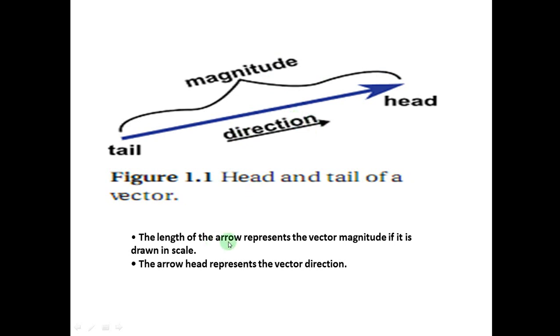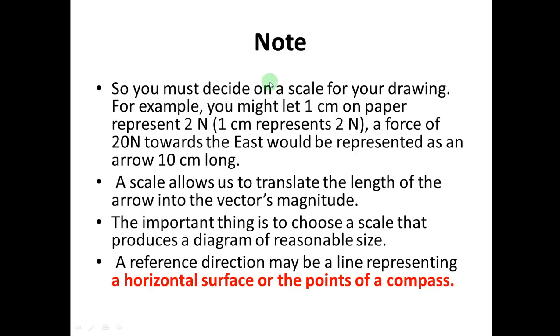So the length of the arrow represents the vector magnitude, and it must be drawn in a scale. The second point is the arrowhead. The arrowhead represents the vector direction. So here, as you see in Figure 1.1, it shows you the head and the tail of a vector, which is represented geometrically. Let's consider some notes.